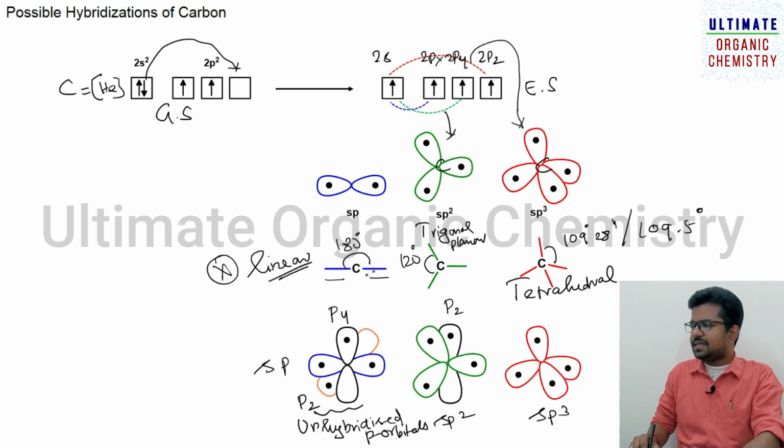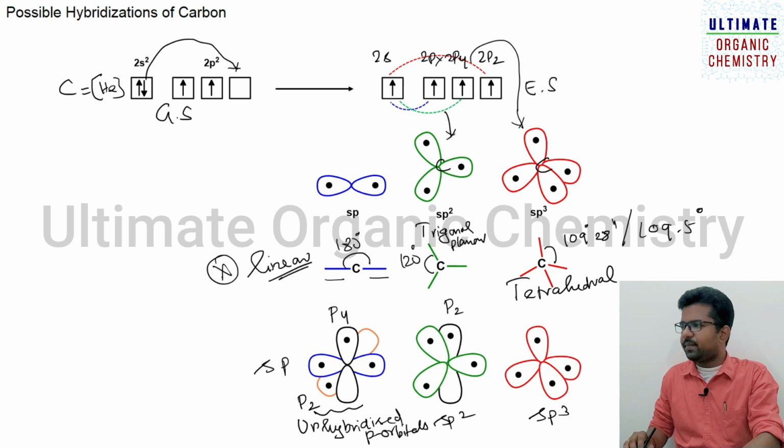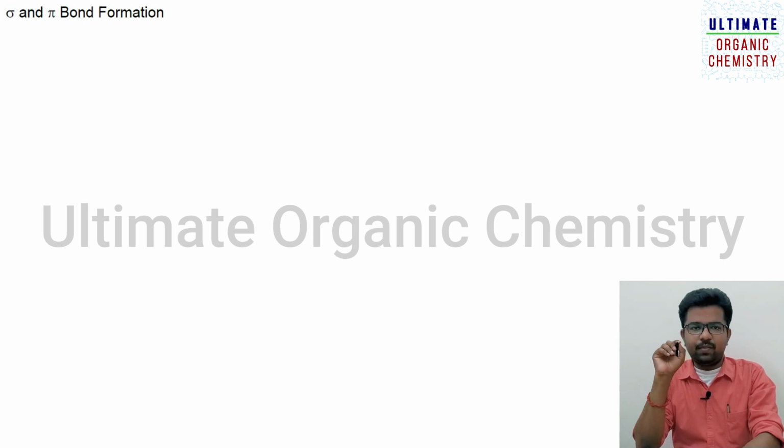So sp hybridization means linear, sp2 means trigonal planar, and sp3 means tetrahedral. That is, geometry as well as shape will be remaining same in all the three cases. So let us understand how the bond is forming. For example, there are two types of bond in organic chemistry. That is, a covalent bond can be two types: one is sigma, another one is pi bond.